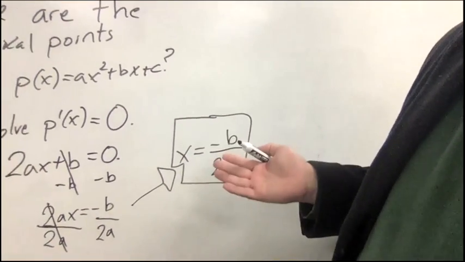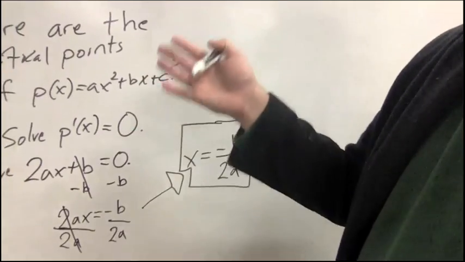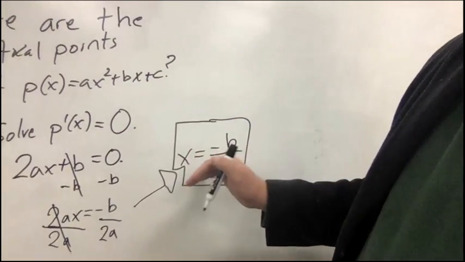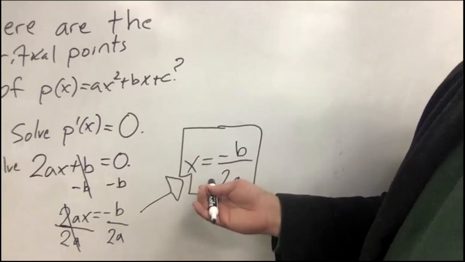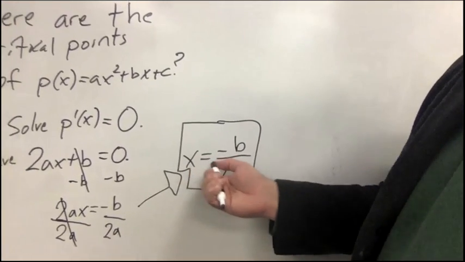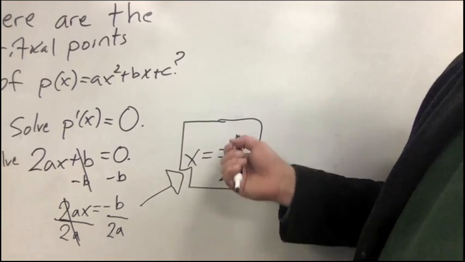So we saw that the critical point moved when b moved, and the critical point moved when a moved. And this is why, because if you solve it out in terms of these parameters, the x value of the critical point depends on these numbers.